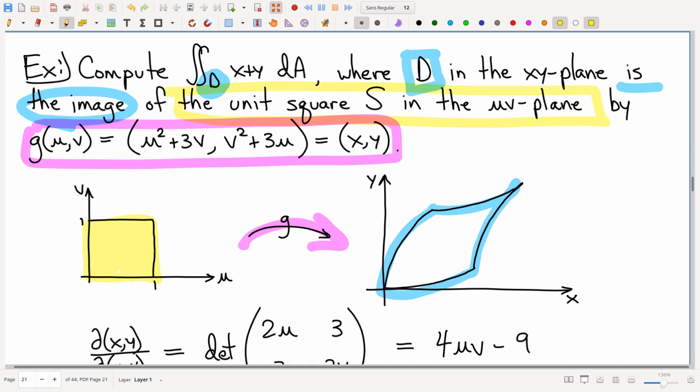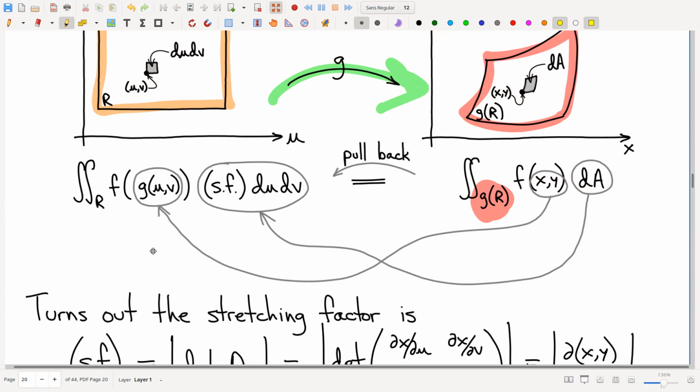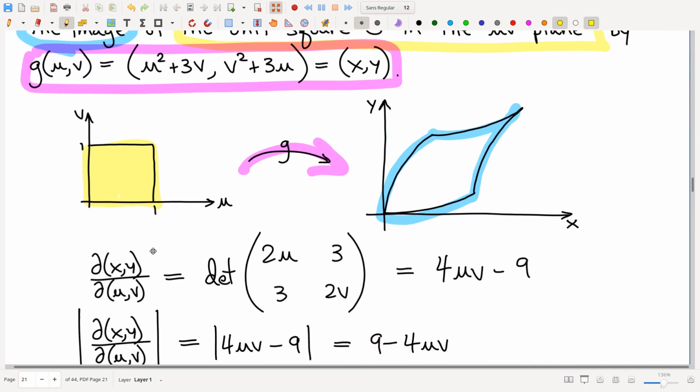Okay, so we're in business. We have everything we need. Our undesirable domain is literally an image of a more desirable domain. I have my change of variables function explicitly given to me. Again, this is manufactured. This is not how it goes down in general. And now we're just going to apply this formula right here. Going to compute our stretching factor and pull back, which basically means plug in. Okay, so all right, let's compute that stretching factor.